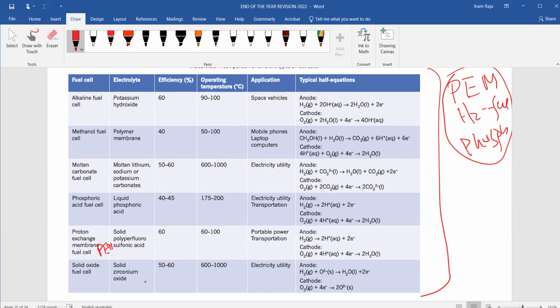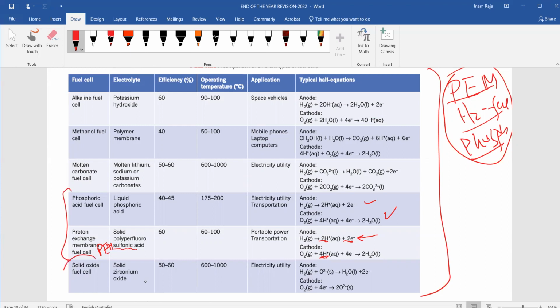So hydrogen, this is from your electrochemical series, loses 2 electrons and becomes H positive. And because this is an acidic medium, we pick the oxygen equation where the 4 H positives are there, all right? And that equation only. So for the phosphoric cell, it is exactly the same. And also, so I said PEM, hydrogen fuel cell, and phosphoric. The hydrogen fuel cell is not given, but it's the same thing. So these three cells will have the same equation. It's easy. All right.